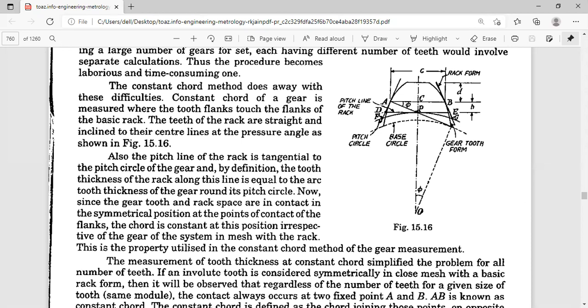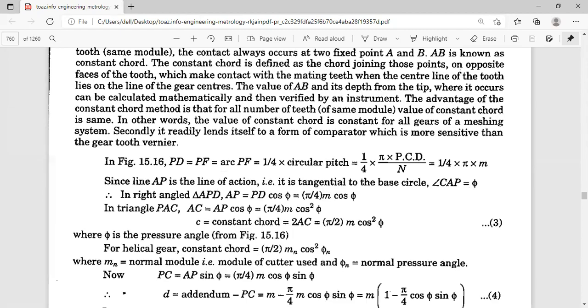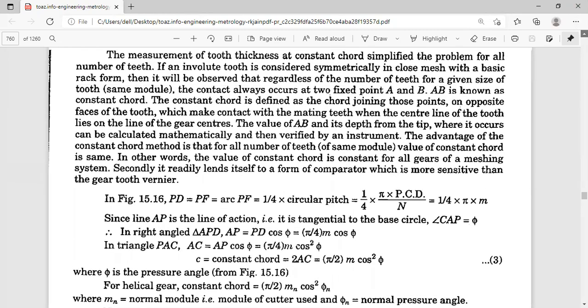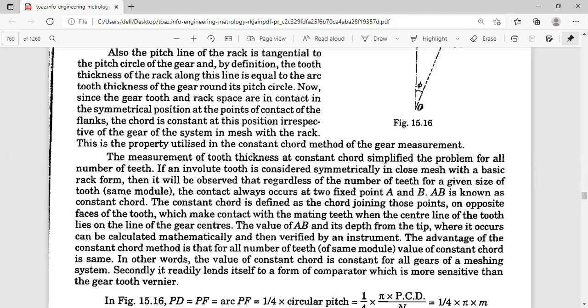We are trying to go for the calculations of the gear tooth thickness by adopting the constant chord method. Here the measurement is simplified for all numbers of teeth. Already I told you, for any particular number of teeth, it is valid. For the particular profile, we have the involute profile for the gear and the cycloidal also, but cycloidal is for a large number of teeth, and we are not discussing the cycloidal profile here.